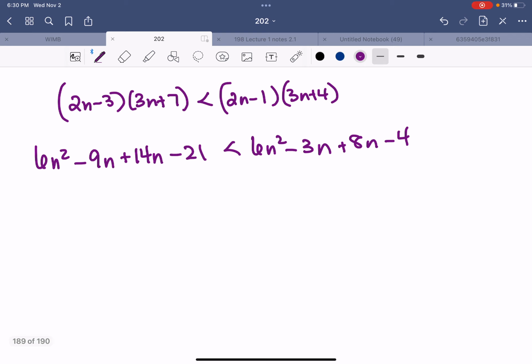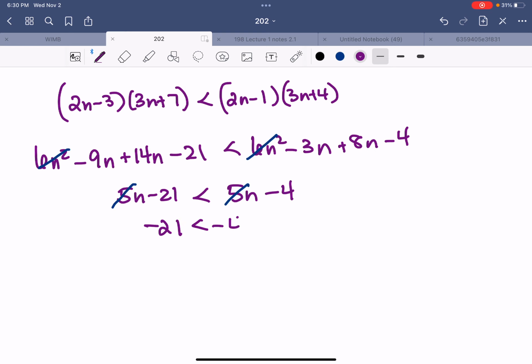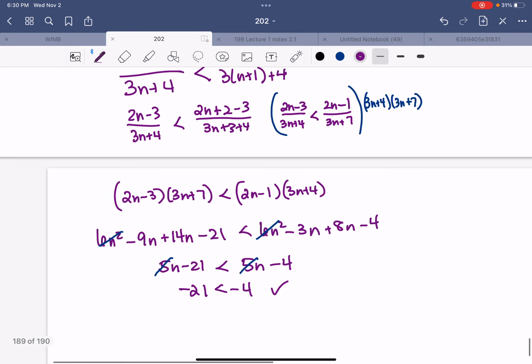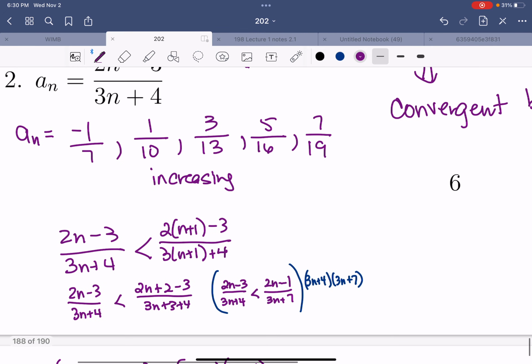So what can we do here? Let's see. The 6n squareds cancel out. You can subtract them off from both sides. And that leaves me with 5n minus 21 is less than 5n minus 4. You can cancel out your 5n's, and that's just saying that negative 21 is less than negative 4, which we know is true. Okay, so that tells us that our initial statement is correct. It is, in fact, an increasing function.